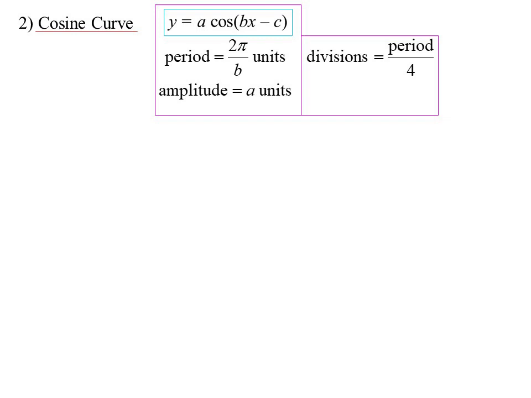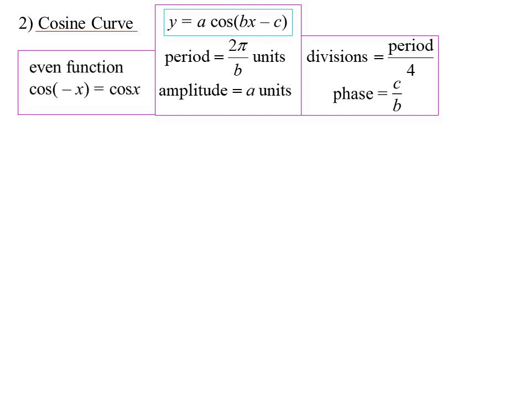Divisions, again, I will mark off every period divided by 4. The phase is the same, c on 4. But this one's an even function. Cosine's an even function. So that tells me the cosine of minus x is equal to the cosine of x.